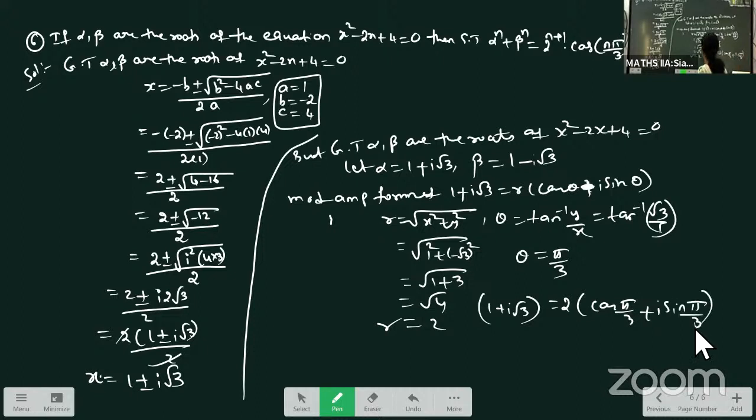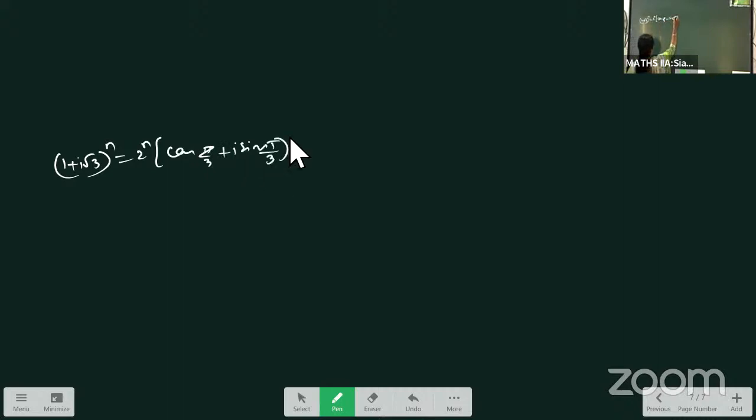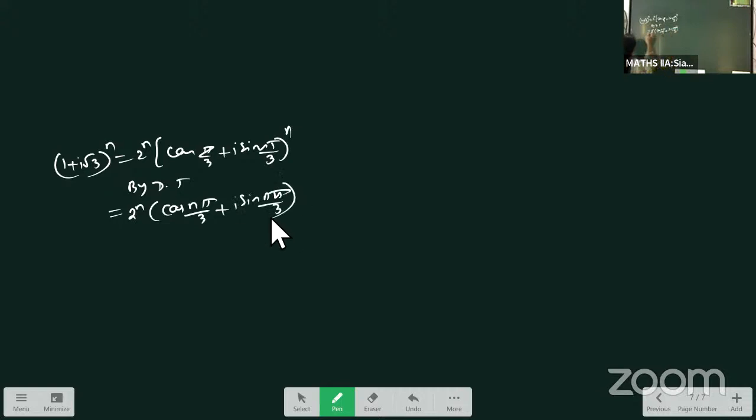We want 1 plus i root 3 whole to the power n. Now, 1 plus i root 3 whole to the power n is equal to 2 power n into cos pi by 3 plus i sin pi by 3 whole to the power n. To remove the power n, what to do? By De Moivre's theorem, 2 power n into cos, the power becomes a multiple of the angle, i sin n pi by 3. This is the value of 1 plus i root 3 whole to the power n, which is nothing but alpha power n. Take it as equation 1.